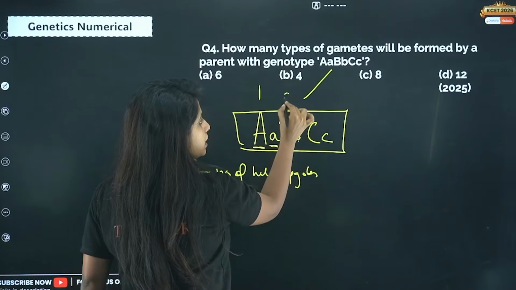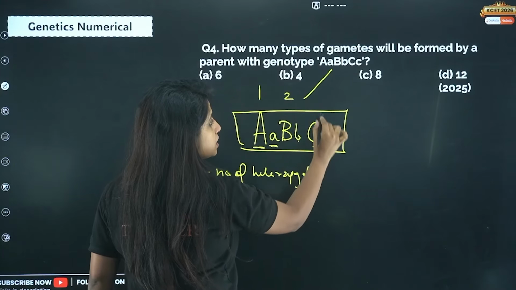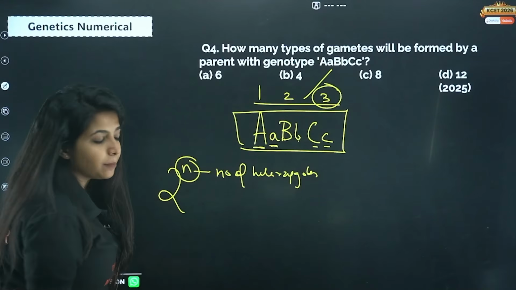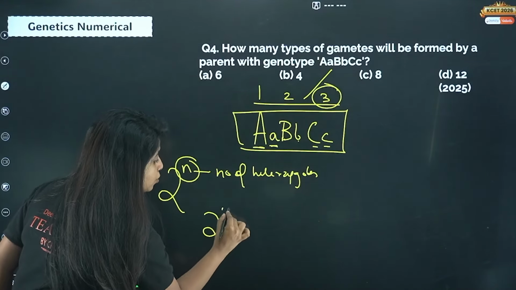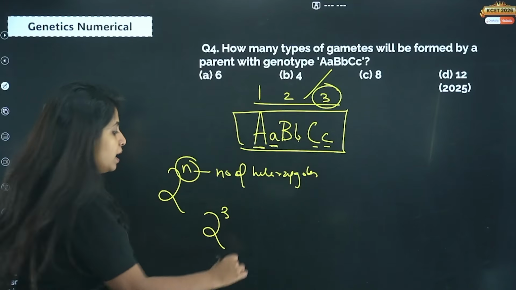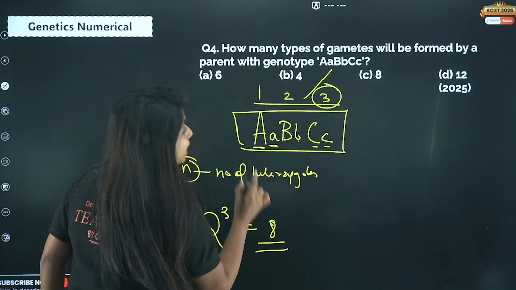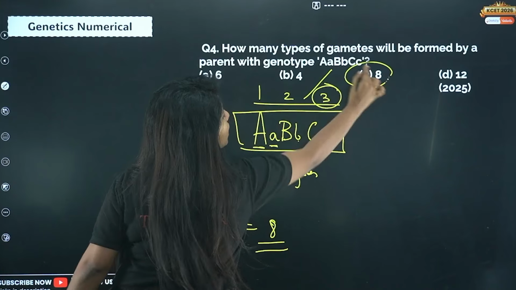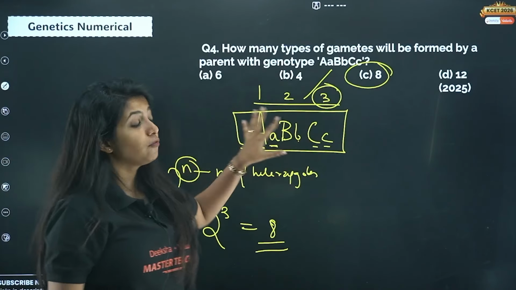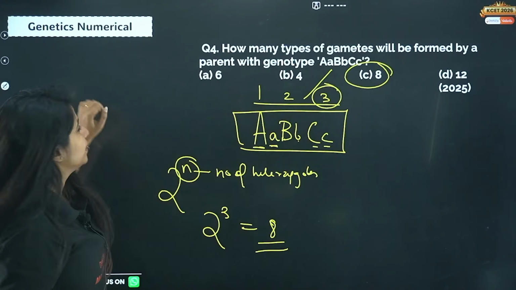Capital B small b, another heterozygote. Capital C small c, another heterozygote. So how many heterozygotes do you have? You have 3 of them. So according to the formula, 2 raised to the power 3 is equal to what? 2 into 2 is 4, 4 into 2 is 8. Your answer would be 8. So 8 different types of gametes are going to be formed from a parent like this. Cool?